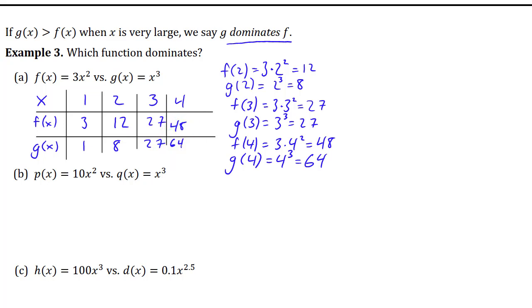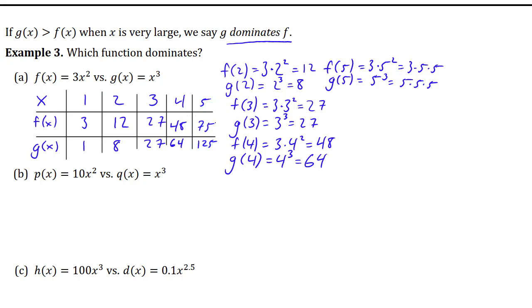And as you go up, if we do f of 5 and g of 5, f of 5 is going to be 3 times 5 squared, whereas g of 5 is going to be 5 to the power 3. So 5 times 5 times 5 is going to be bigger than 3 times 5 times 5. G of 5 is 125, and 3 times 5 times 5 is 75.